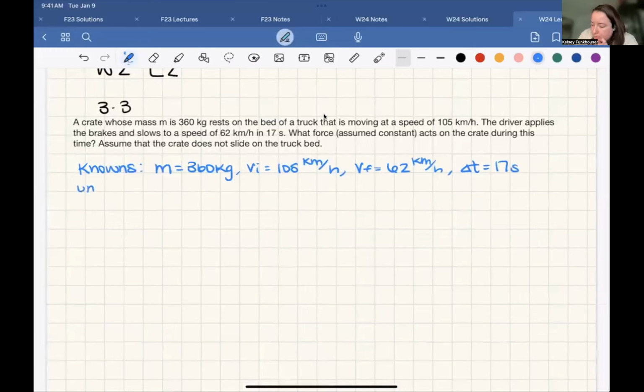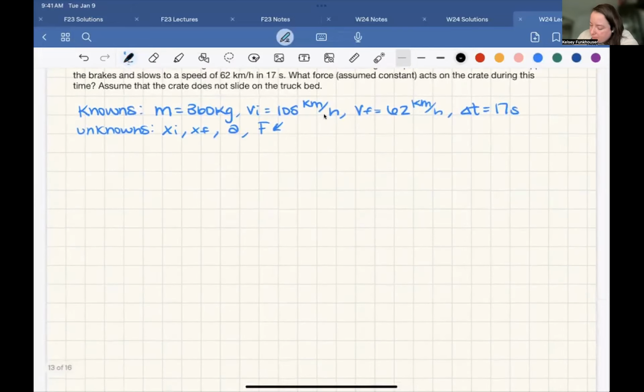Then unknowns. Technically, we don't know the position, initial or final, although we could set the initial. But we probably don't need those. Then we don't know the acceleration and we don't know the force. And the force is what we're asked for.